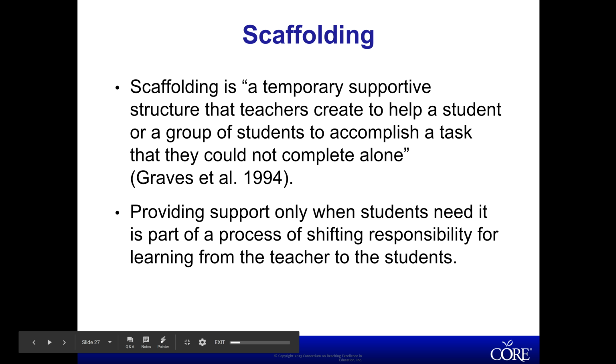Scaffolding is a temporary supportive structure that teachers create to help a student or a group of students to accomplish a task that they could not complete alone. Providing support only when students need it is part of a process of shifting responsibility for learning from the teacher to the students.